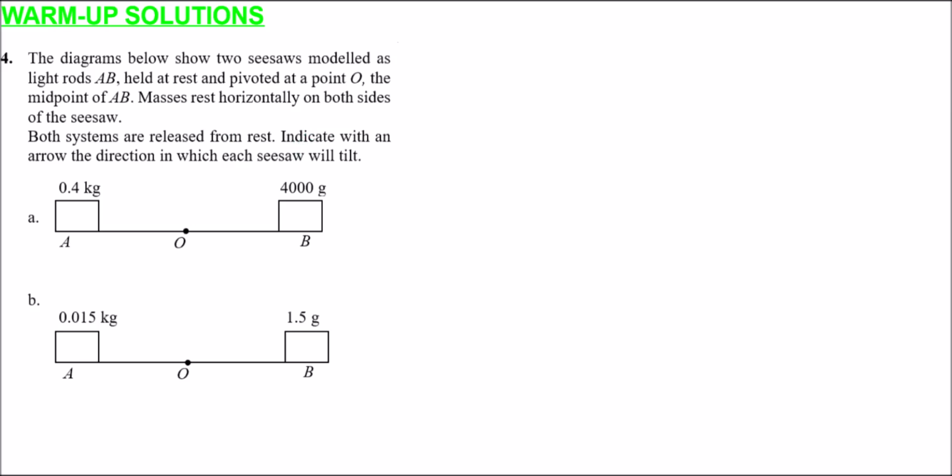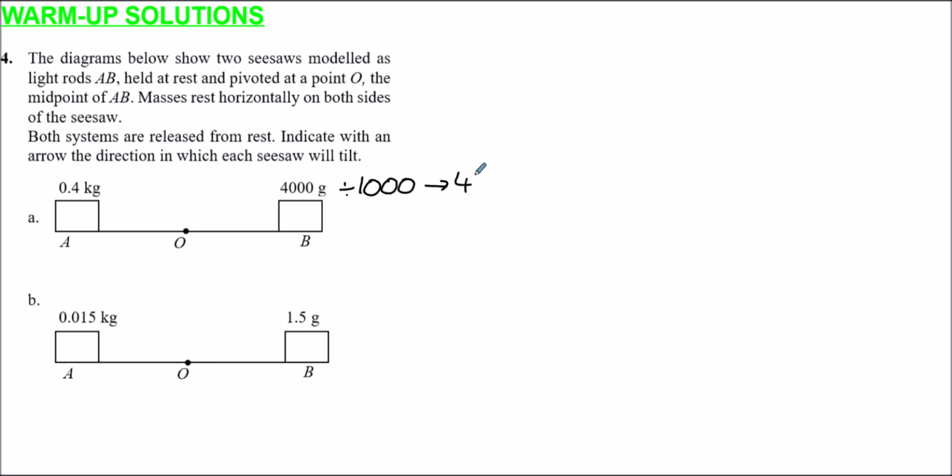So let's put these into standard units, if not already. Kilograms is already the SI unit, so we can leave that as 0.4 kilograms. 4,000 grams, though, is not. So to convert from grams to kilograms, we divide by 1,000.